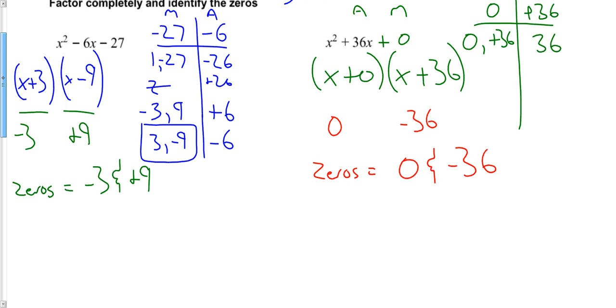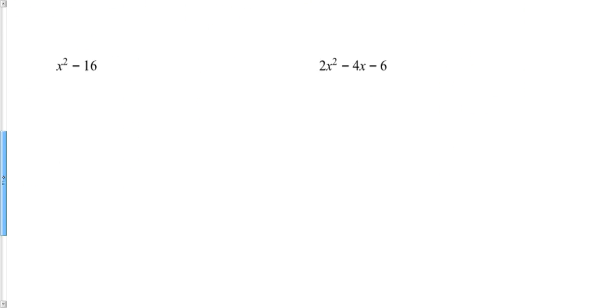If I continue down, two more examples. Here, this is also on the left-hand side. I've got x squared minus 16. So this doesn't look like a trinomial right off the bat, so I need to change it so that it is a trinomial.